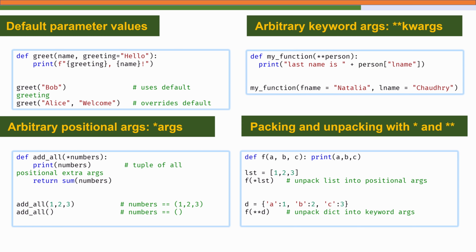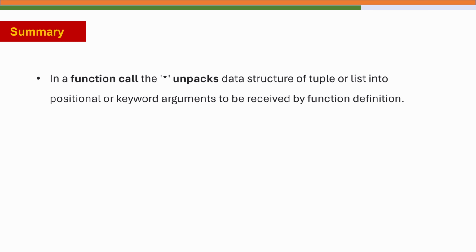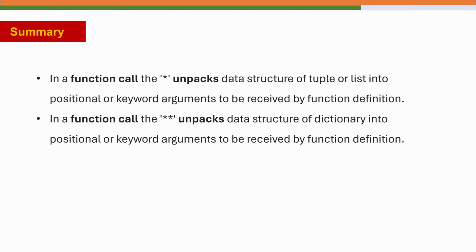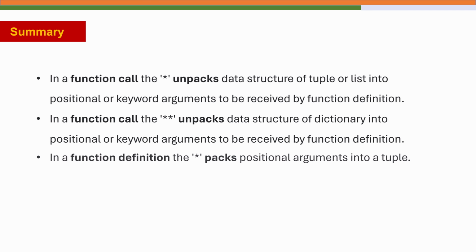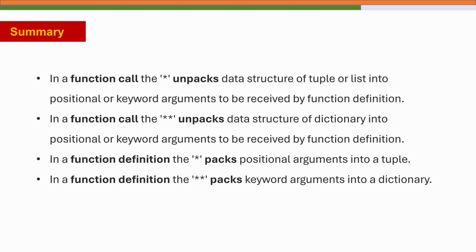When the asterisk or double asterisk operator is used in the function call, the asterisk operator unpacks the data structure, such as a list or a tuple, into arguments needed by the function definition, and the double asterisk operator unpacks a dictionary into the arguments needed by the function definition. So at call time, asterisk iterable expands into positional arguments. Double asterisk mapping expands into keywords. So this is useful to forward arguments or call with dynamic data.